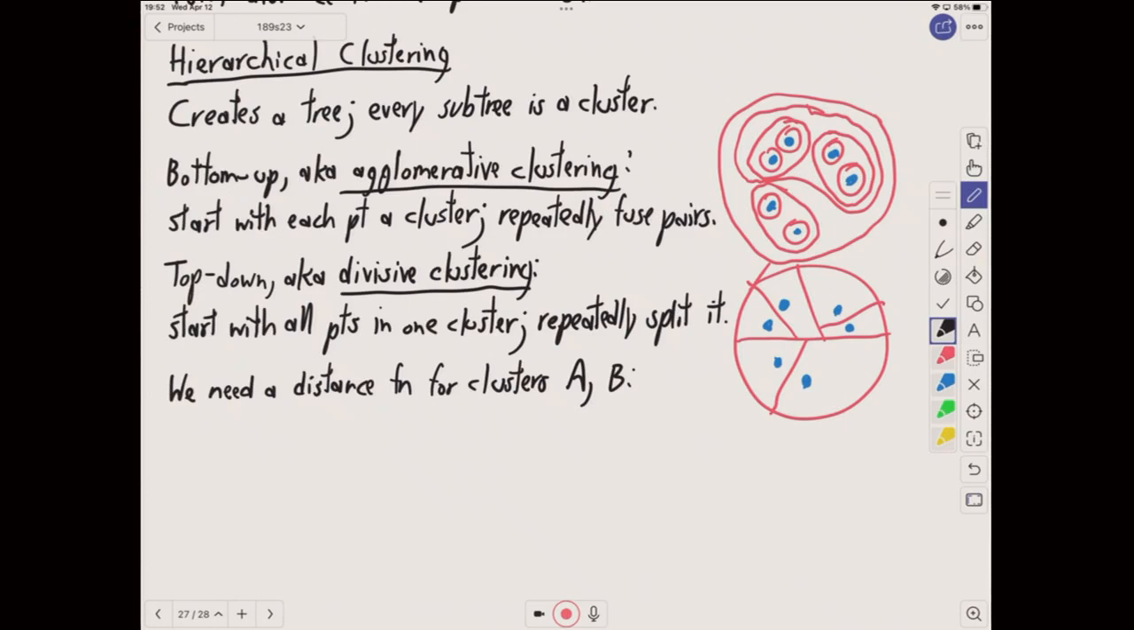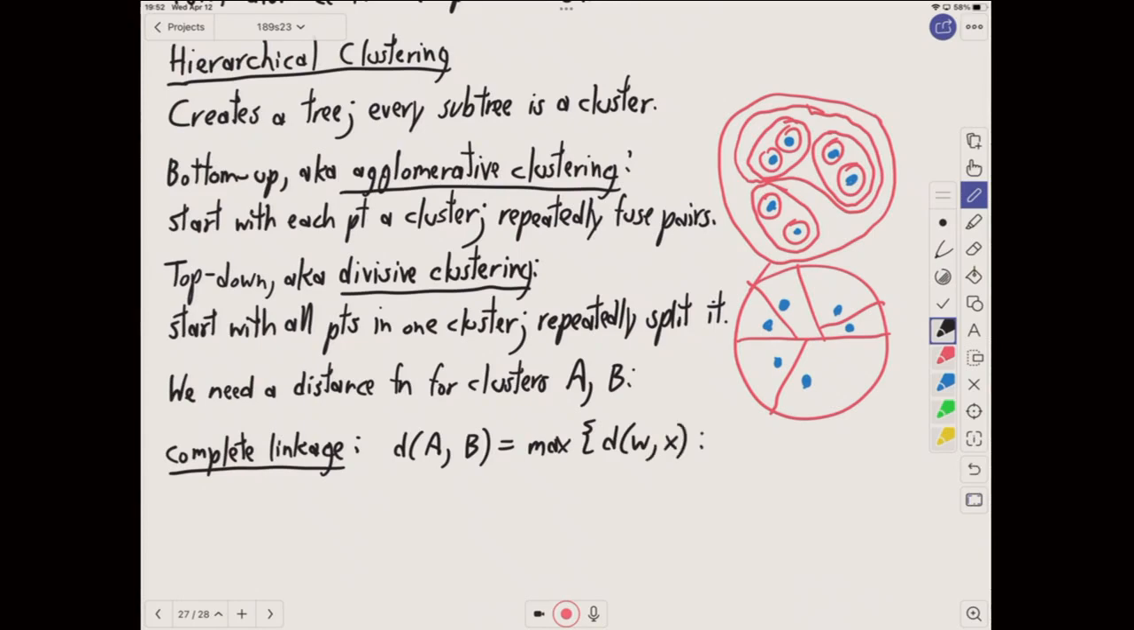There are a number of different distance functions that are used for pairs of clusters, and I'll tell you about 4 of them. The first one is called complete linkage, and that one says that given two clusters, A and B, we're going to look at the maximum distance between a point in A and a point in B. So literally the point in A and the point in B that are furthest apart from each other, over all A-B pairs.